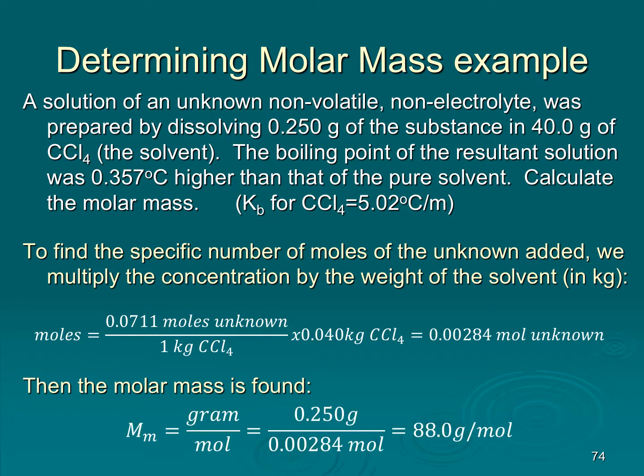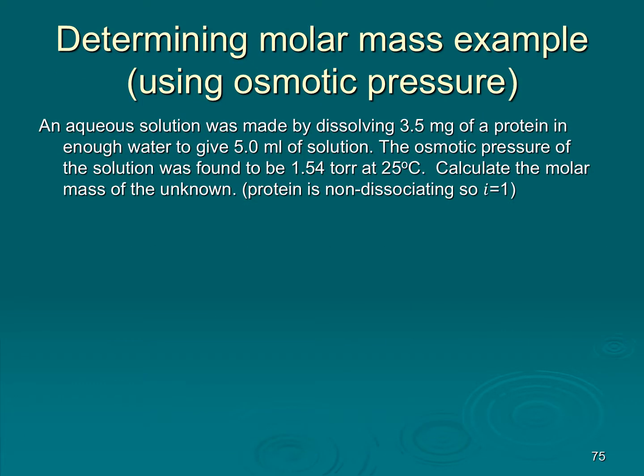So we can find the molar mass, which is grams divided by moles. 0.250 grams divided by 0.00284 moles tells us that our molecular weight is 88 grams per mole. So like I said, you can use any of the colligative properties to determine the molar mass. This is a really common method for finding the molecular weight of really huge molecules like proteins. So let's look at this example.